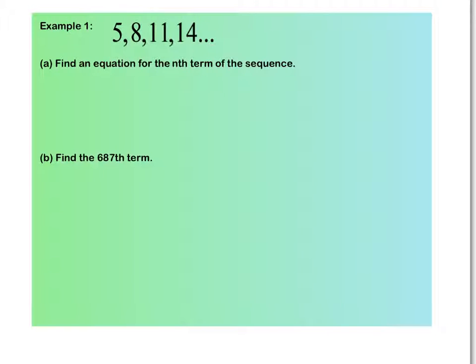Example 1. So we're given 5, 8, 11, 14. It says find an equation for the nth term of the sequence. So for that, we're using our new formula, which is Tn equals T1 plus n minus 1 times D. So we're just coming up with a general formula. So for that, we basically need T1 and D. So T1 just means the first term that's given to us here. It's 5. So that's T1.